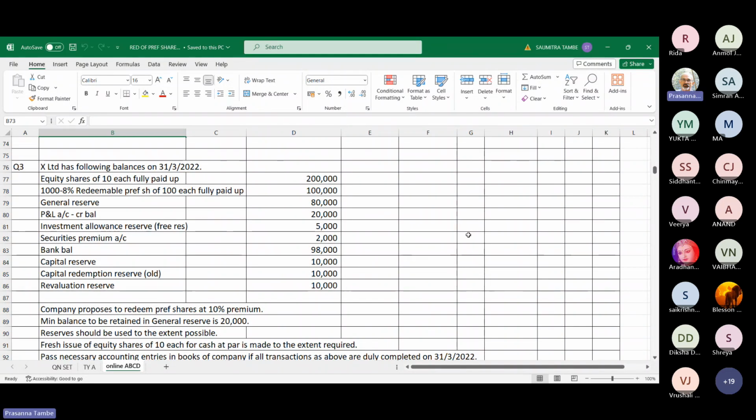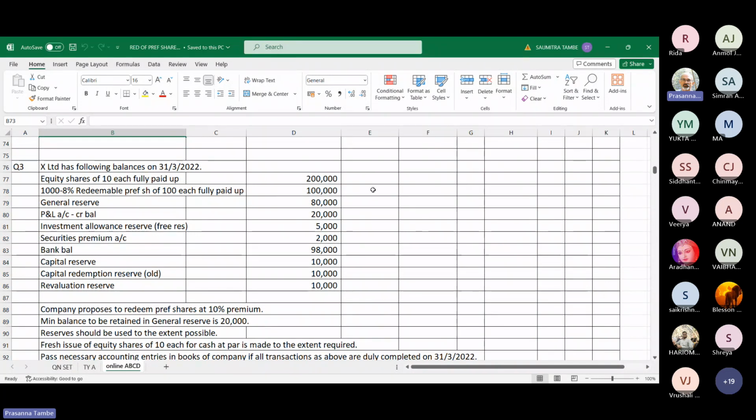What about revaluation reserve? Can we use it? No, we cannot use revaluation reserve. Okay, so what I'll do is I'll just add 2 columns here.